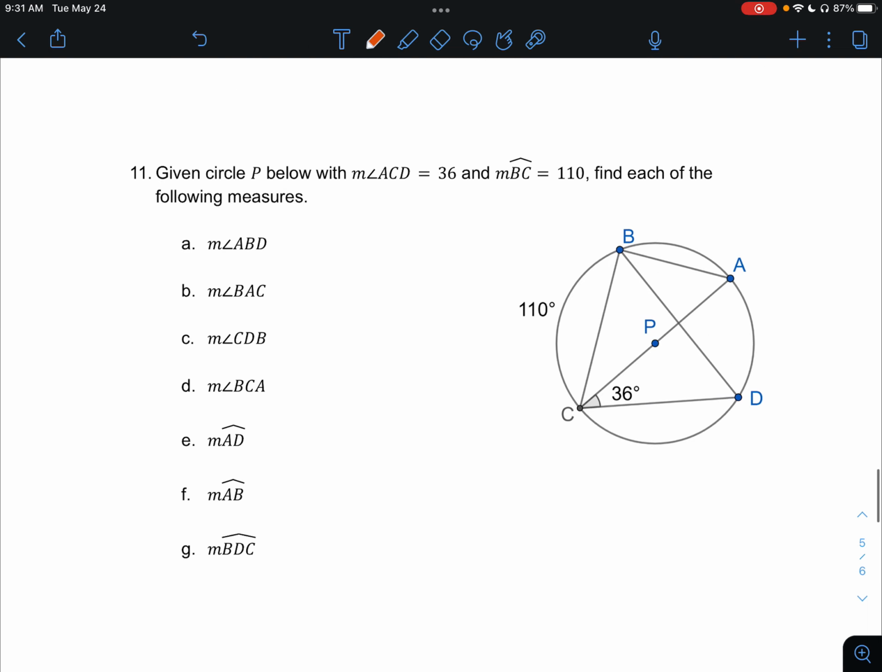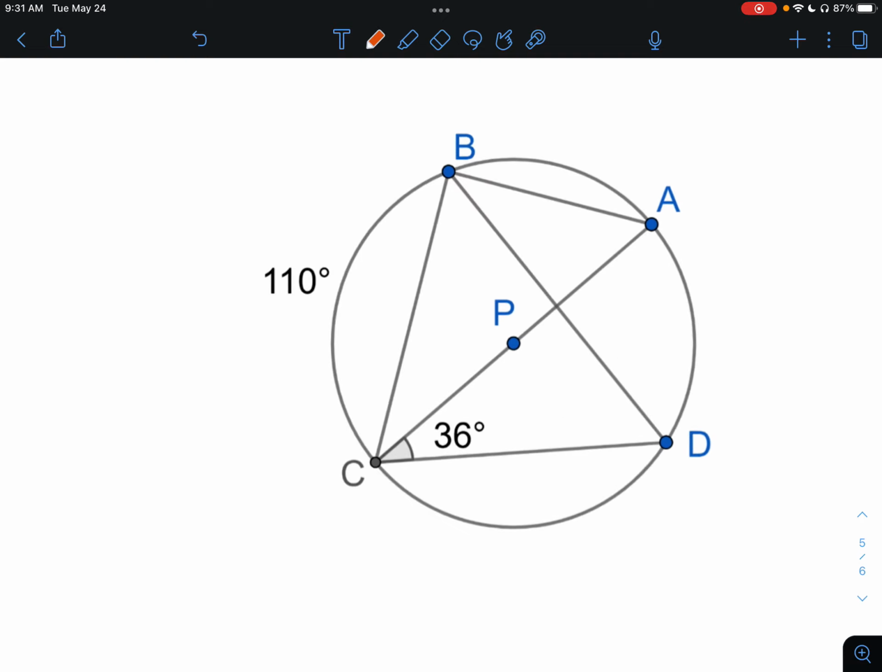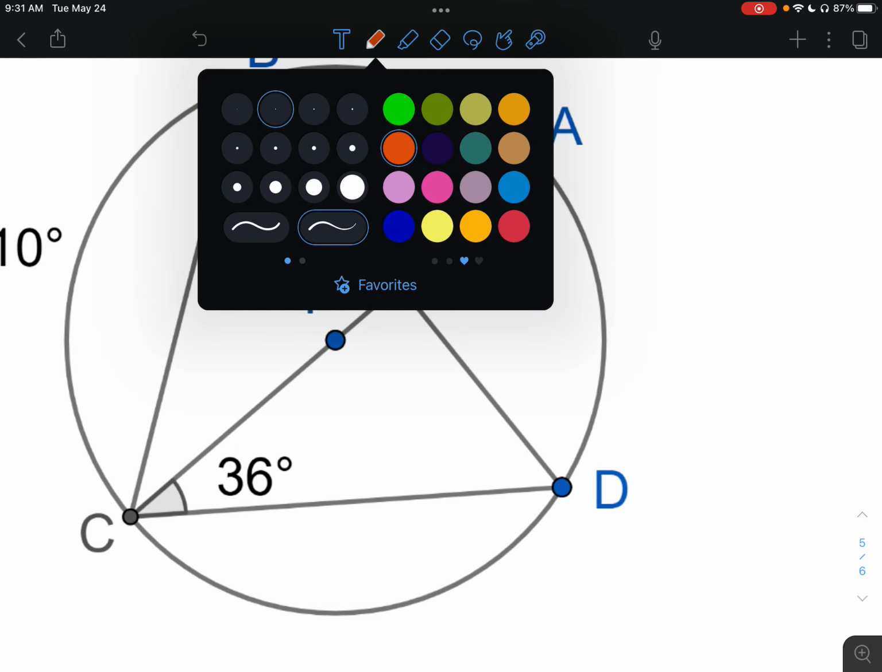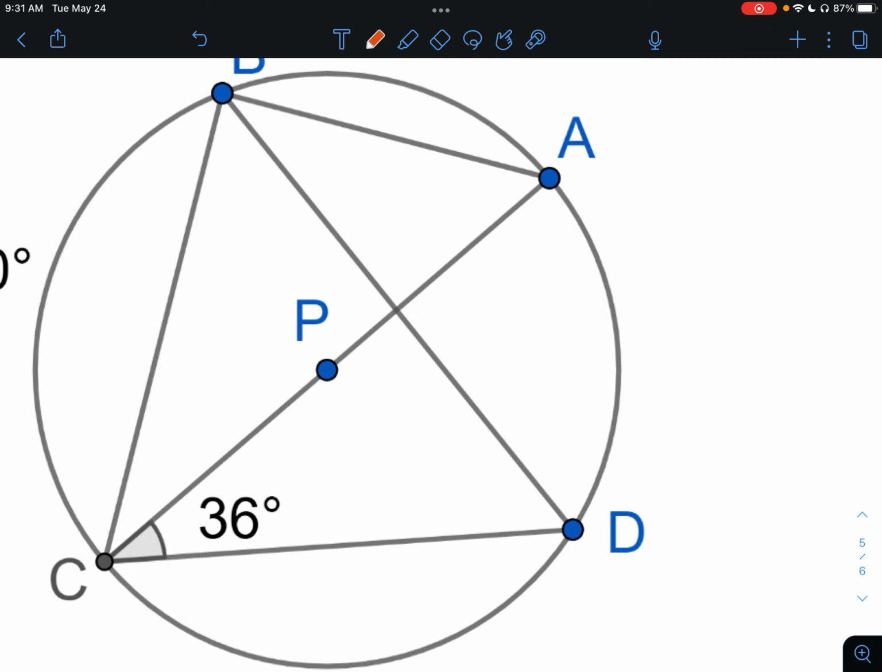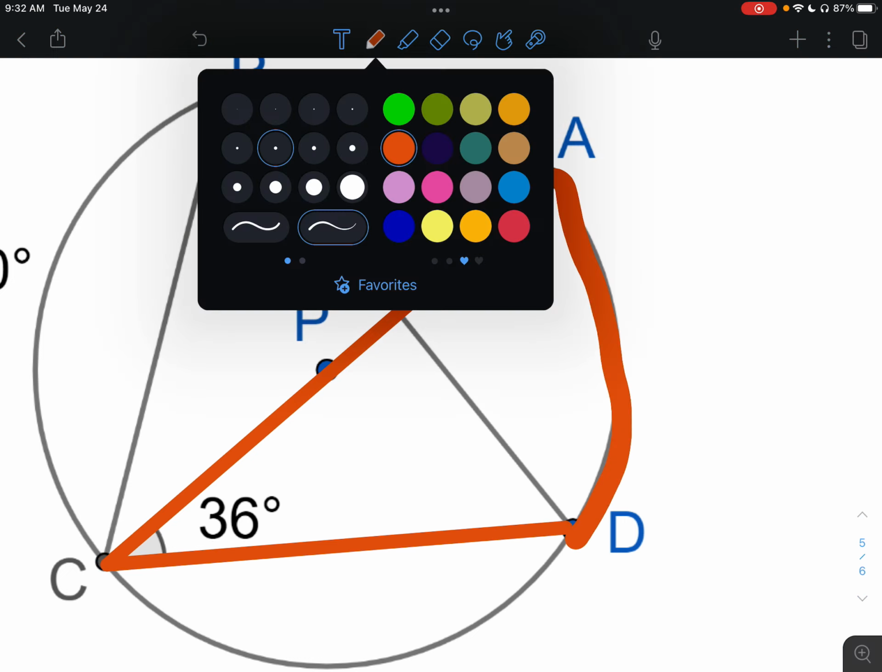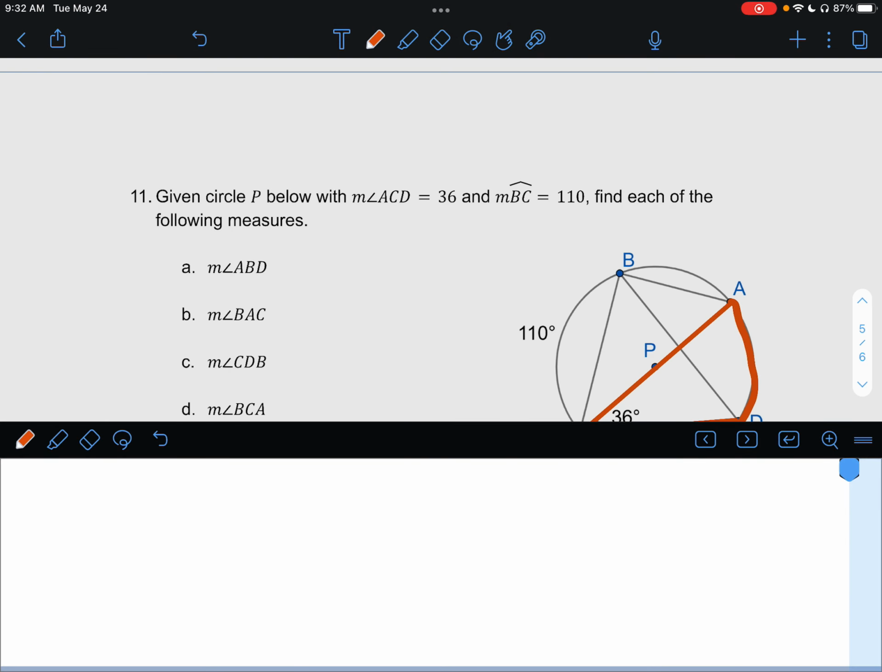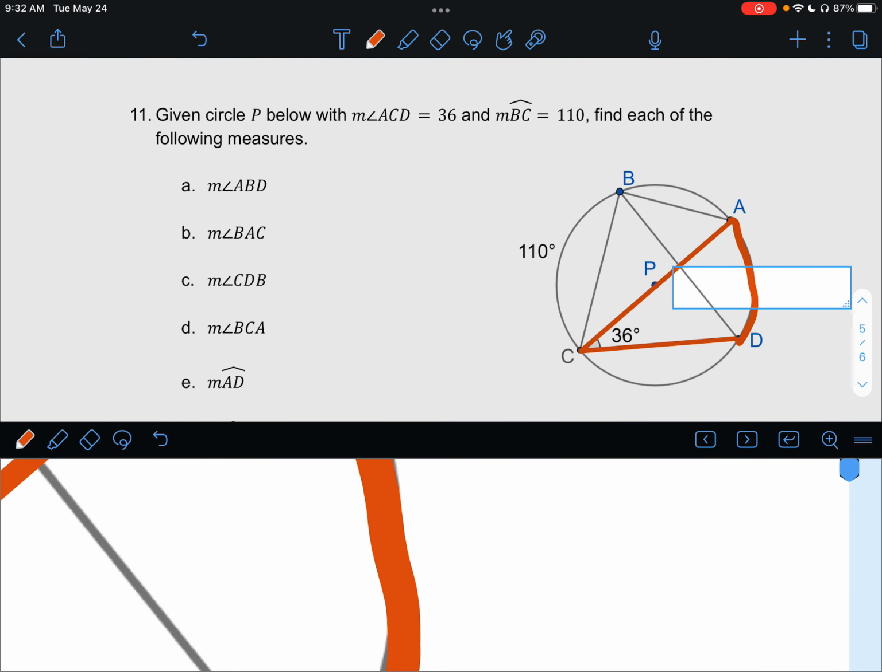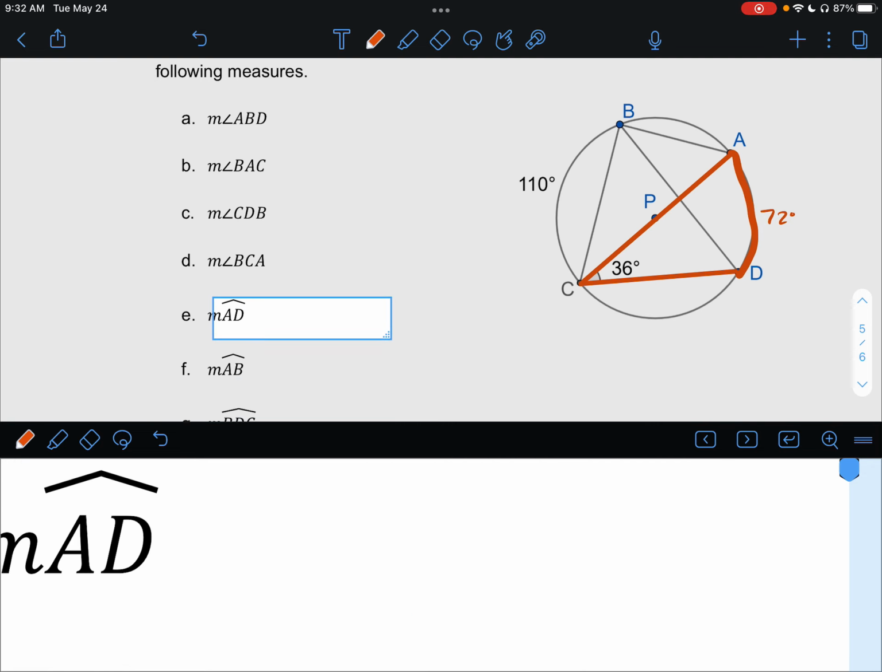All right, number 11. Given circle P below with the measure of angle ACD is 36 and measure of arc BC is 110, find each of the following measures. All right, so on this diagram, I have this 36-degree angle, and it forms this arc here, this arc AD, which means that this arc is twice the angle because that's an inscribed angle. So 36 times 2 gives me 72 for this arc here. So measure of arc AD is 72.